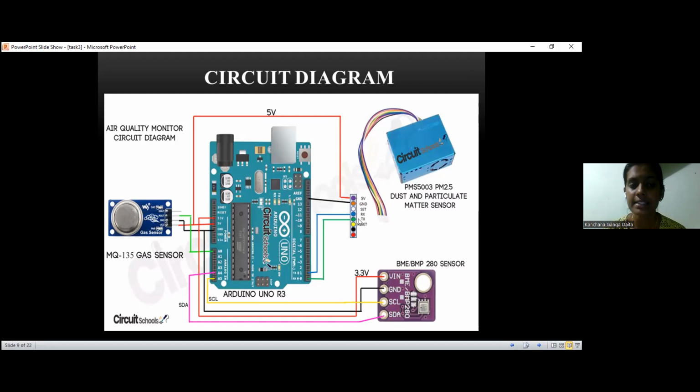And RX and TX are the receiver and transmitter pins. So it receives the data from the outside and transmits the data to the Arduino. These are connected to the TX and RX pins of the Arduino similarly, and ground is connected to that. We also need to reset this.